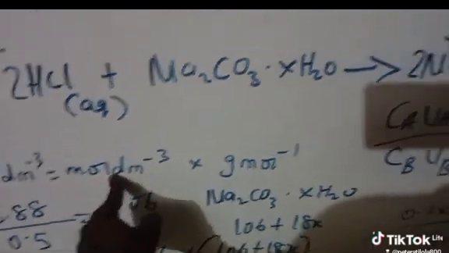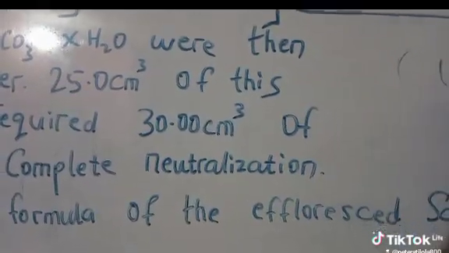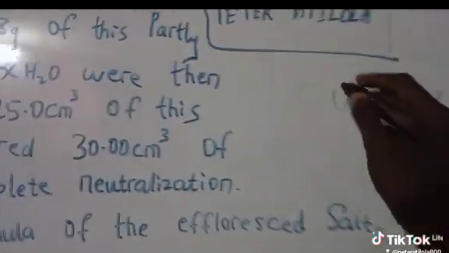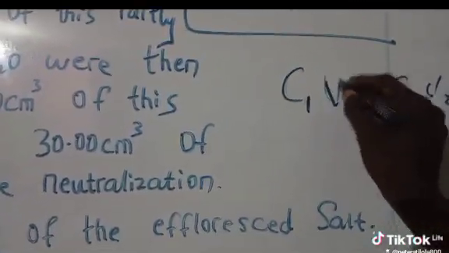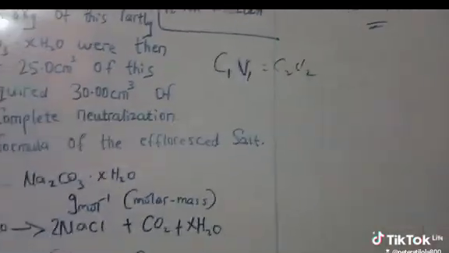So I need to get this one using this formula, CAVA. This one is not the dilution formula. Dilution formula is where you have C1V1 is equal to C2V2. So that is that, by the way.